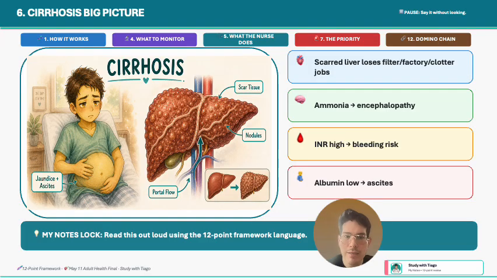If portal blood flow backs up, varices can form and rupture. So, cirrhosis is not just bad liver. It is a patient who can swell, bleed, become confused, become jaundiced, and decompensate quickly. Okay? Think of it like this: filter, factory, clotter. Filter fails, ammonia. Factory fails, albumin. Clotter fails, INR.